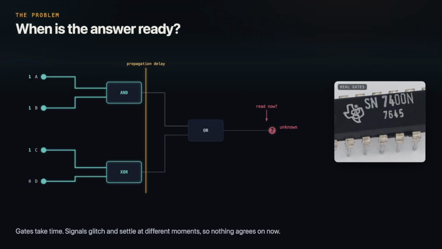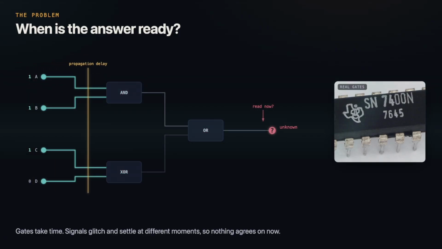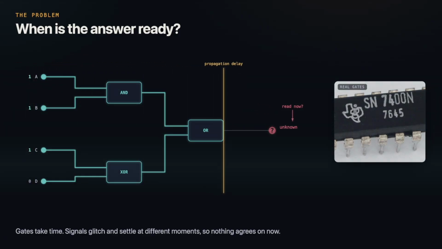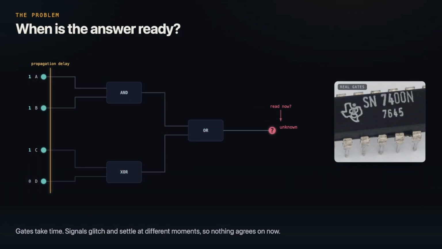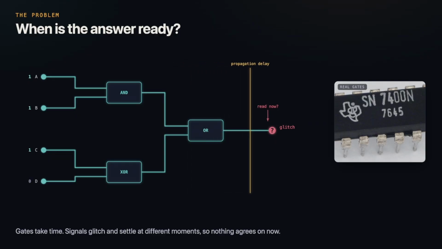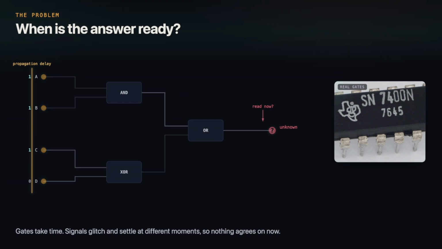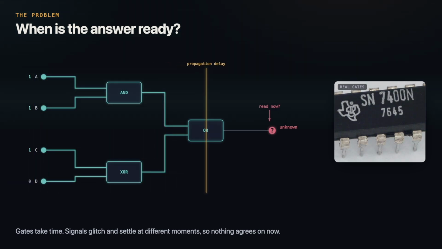Now connect those wires through logic gates. A gate takes inputs and produces an output, but not instantly. Each gate needs a tiny moment to switch, and that delay adds up along the path. So when the inputs change, the output does not just snap to the answer. It can flicker through wrong values first, a glitch, before it settles. And different paths settle at different times.